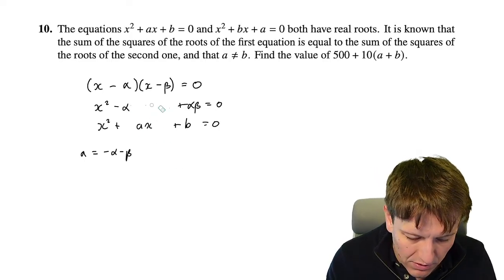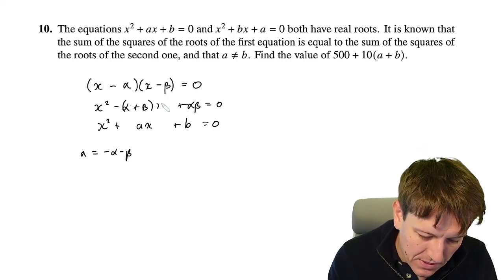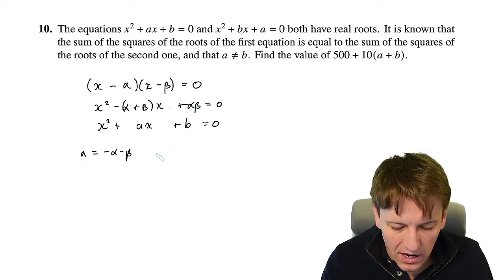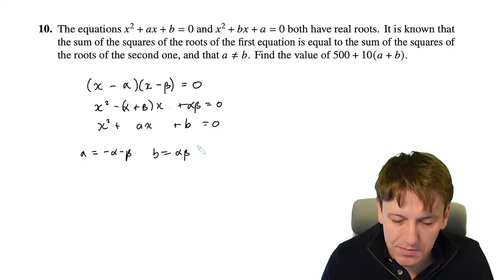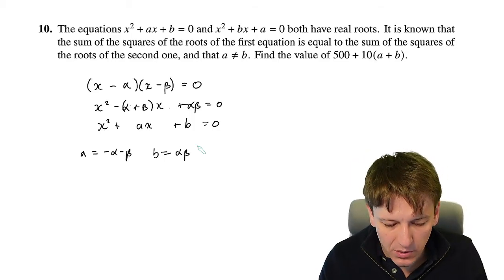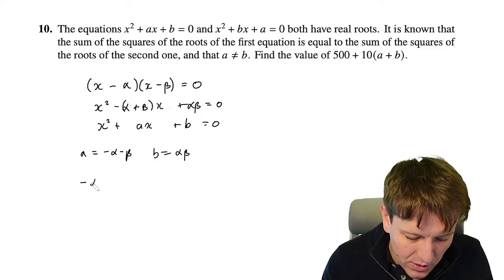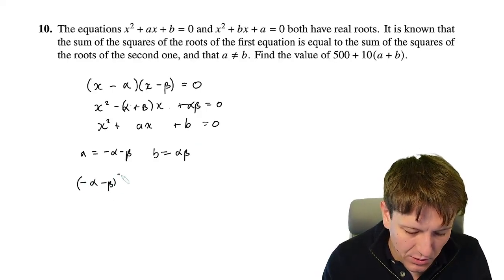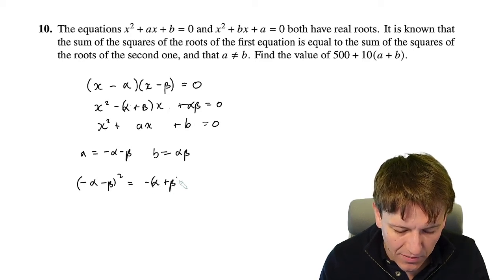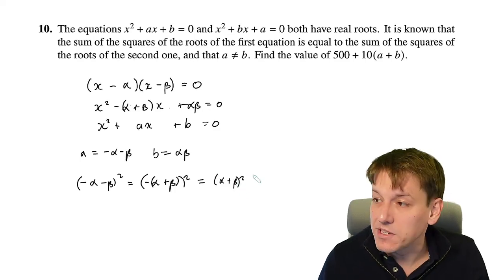If I just rewrite this, I could write it as minus alpha plus beta times x, perhaps would be a nice way of writing it, or minus alpha minus beta, and then b would be alpha times beta. So we're looking for something to do with the sum of the squares of the roots, and we can get that from this sort of expression by saying, well, okay, if I do minus alpha minus beta all squared, right, that's the same as minus alpha plus beta squared, so it's actually just the same as alpha plus beta squared, right?